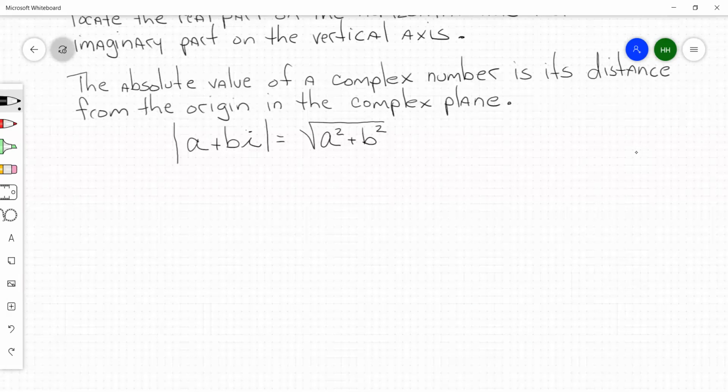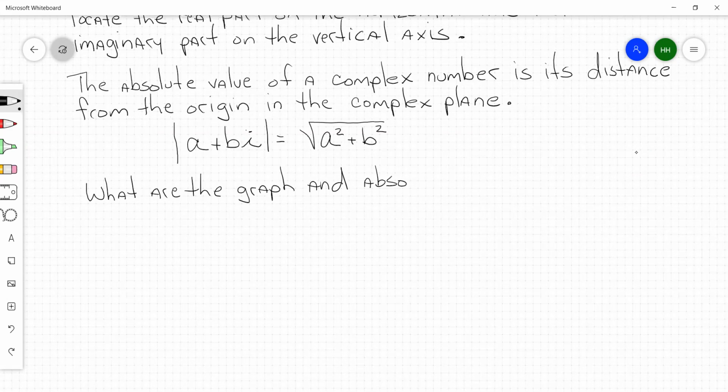So the second part of your assignment today, you're going to be asked, what are the graph and absolute value of each number? And first we get -5 plus 3i.